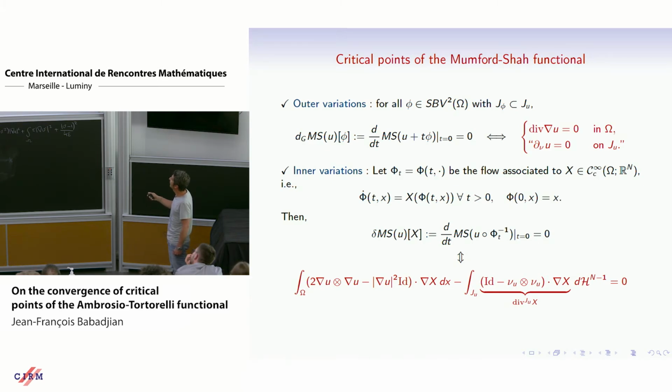And this condition is equivalent to the following condition. So you have a first term here, which is bulk type integrals on Omega, which involves the smooth part of the gradient, and a term on the boundary, which involves the tangential divergence on the jump set of the vector field X, which by integration by parts is nothing but a weak form of the curvature of the jump set. And this has to be equal to 0. Okay? So this is the first inner variation, you ask it to be equal to 0, and it gives a possible notion of critical point of the Mumford-Shah functional.